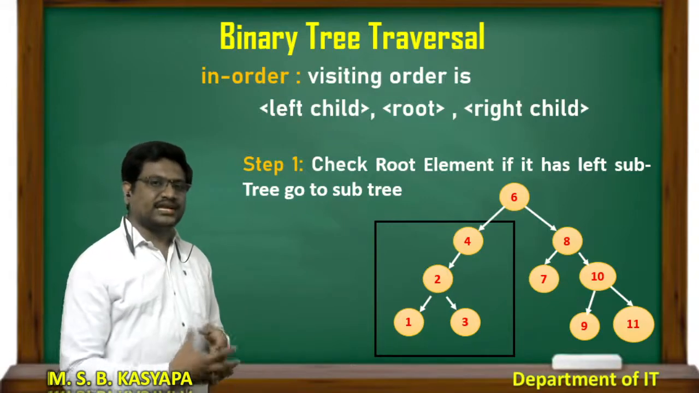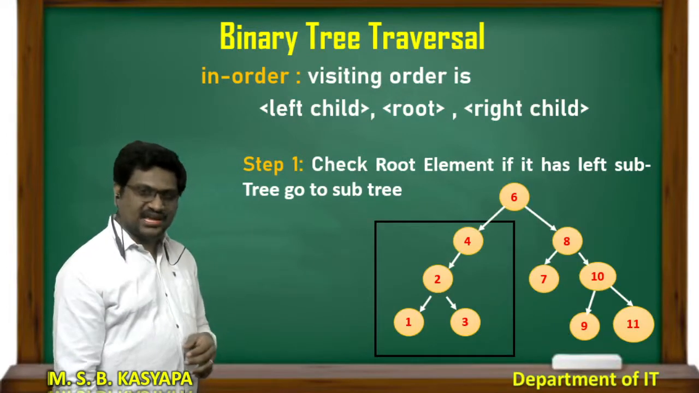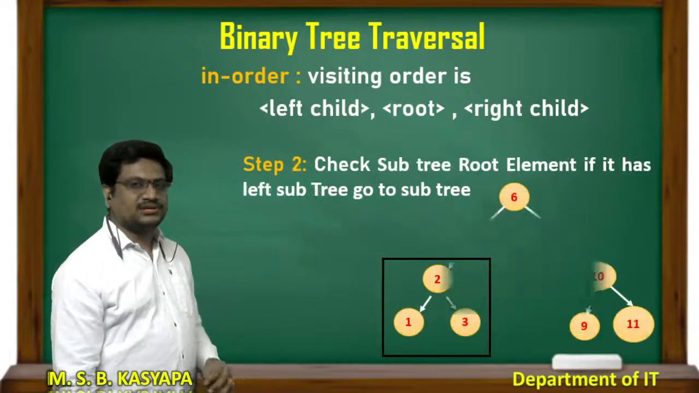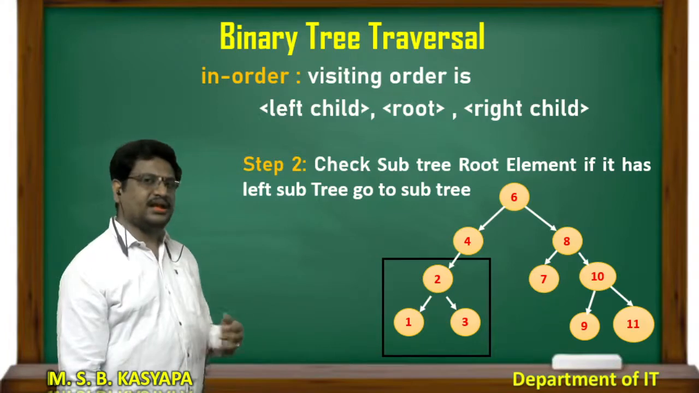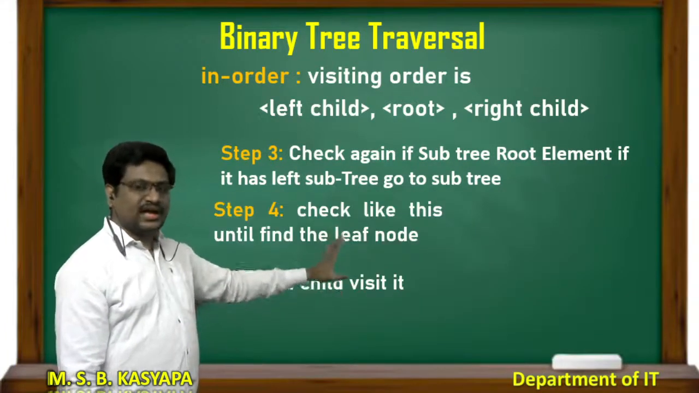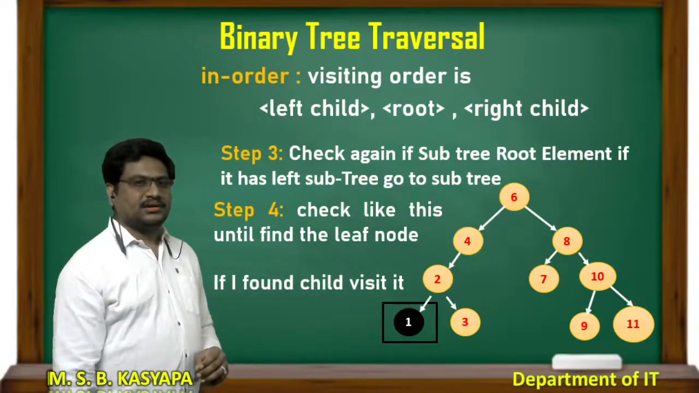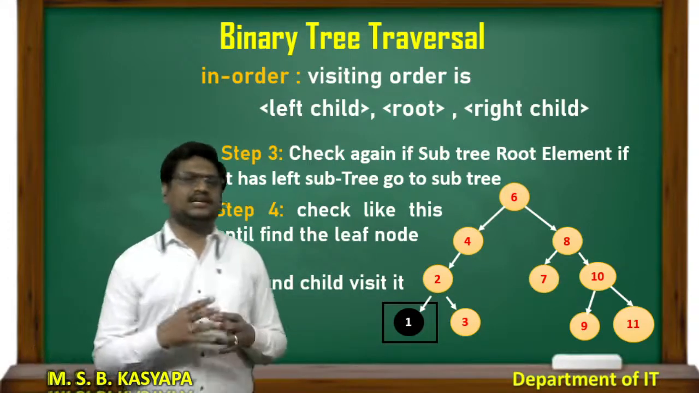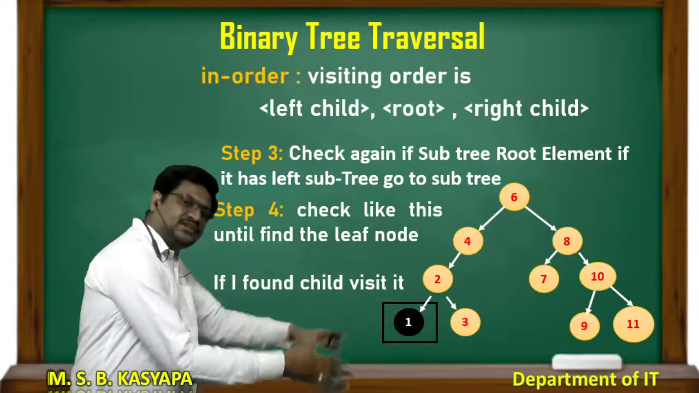Then after I'm checking whether this 4 has any subtrees or not. If you see here, 4 has some subtree. So 2, 1, 3 is a subtree. So again I have to move to the left subtree of that 4. And again I'm checking whether this 2 has any subtrees or not. If it has any left subtree, I have to move to the left subtree. This process I have to continue until I find the last node of a left subtree.